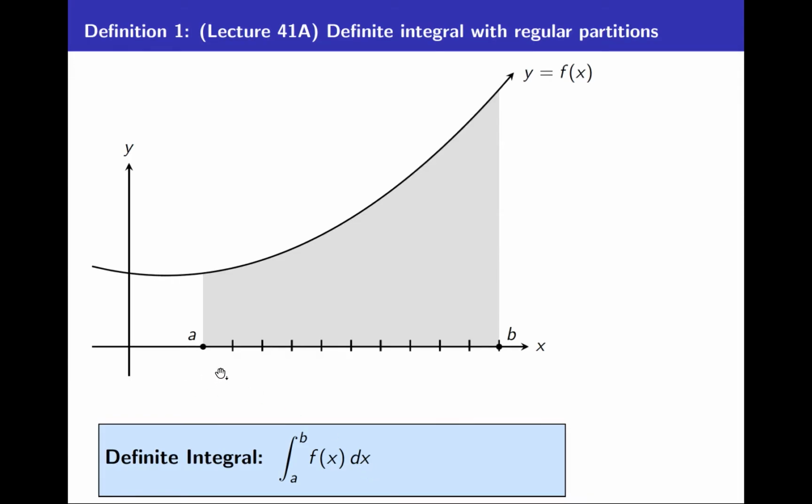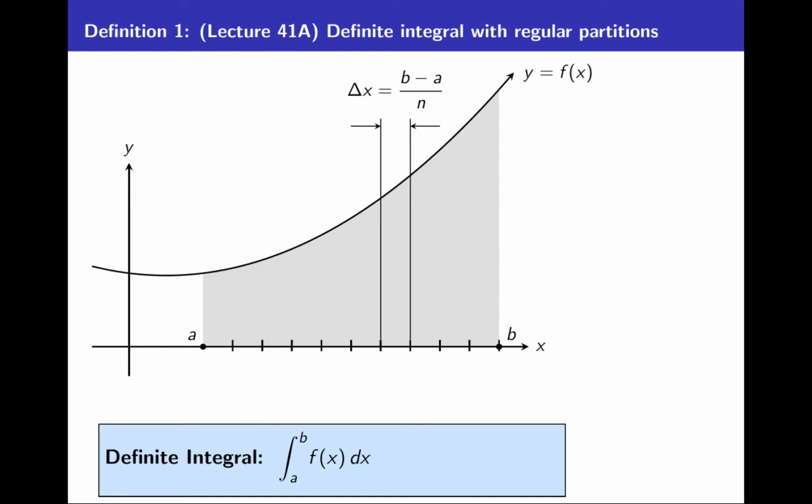We first take an integer n and divide the interval from a to b into n equal-sized pieces, each of length delta x, which equals b minus a over n. This chops up that interval into equal-sized pieces, and we sometimes say that's a regular partition of the interval. So in this definition, we'll call it the definite integral with regular partitions. And we'll have irregular partitions later in definition 3, but we'll get to that.